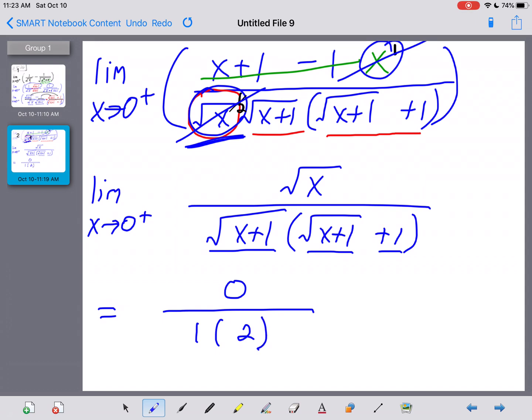And I know sometimes this seems anticlimactic. We did all this work, but we did end up with a legitimate answer of 0 because the denominator was something other than 0. So that was a lot of work in that problem, but that gets us to the correct answer here of 0.